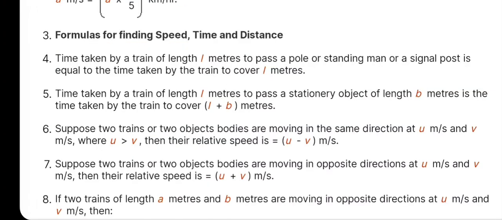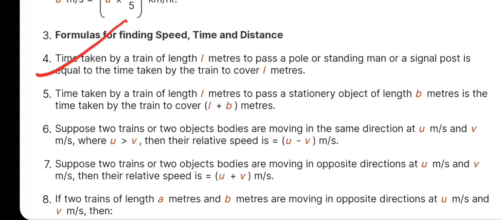Okay. Next point: the time taken by a train of L meters to pass a pole, a standing man or a signal post is equal to the time taken by the train to cover L meters. That is very important. If a train of length L meters is crossing a pole, a standing man or a signal post, there is no motion, that is, the motion is 0. In the case of a pole, standing man or signal post, the time is equal to the time taken by the train to cover L meters.